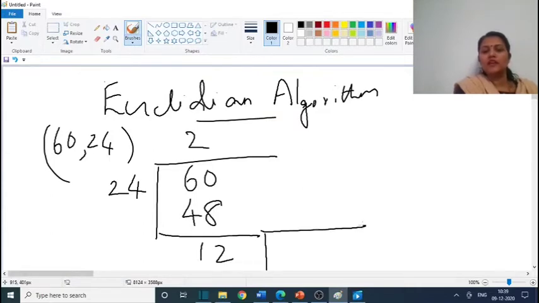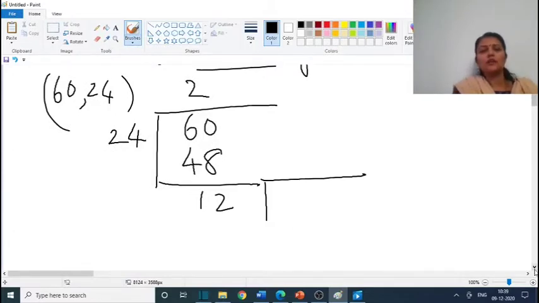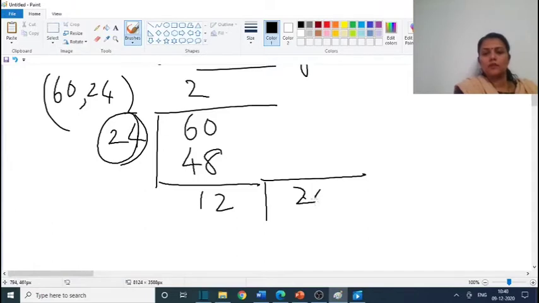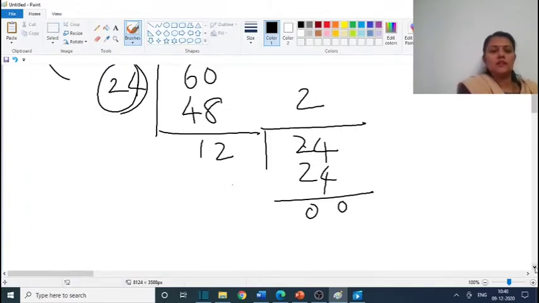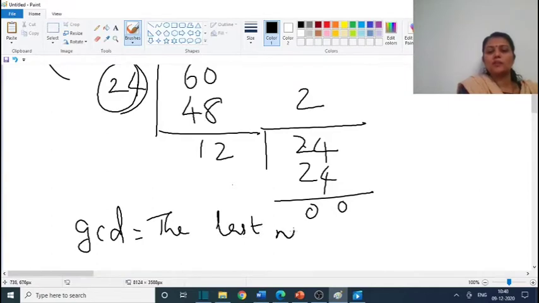Again, divide 24 by the remainder we got, 12. So 2 times 12 is equal to 24, so the remainder is 0. So in this method, the GCD is the last non-zero remainder.